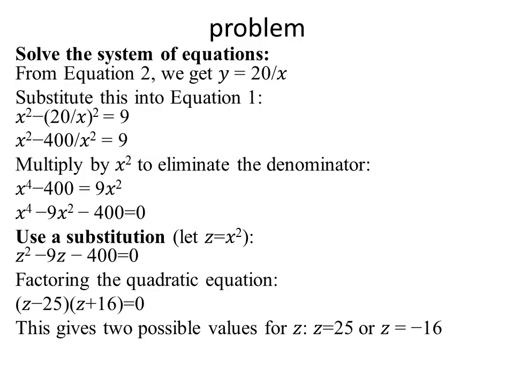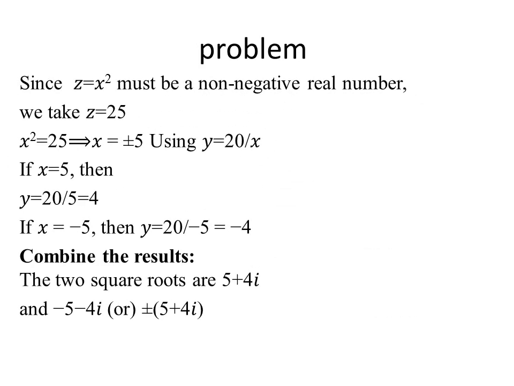Here we substitute x square is equal to z. Therefore z square minus 9z minus 400 is equal to 0. Factoring the quadratic equation, we get z minus 25 into z plus 16 is equal to 0. This gives two possible values for z. z is equal to 25 or z is equal to minus 16. Since z is equal to x square, it must be a non-negative real number.